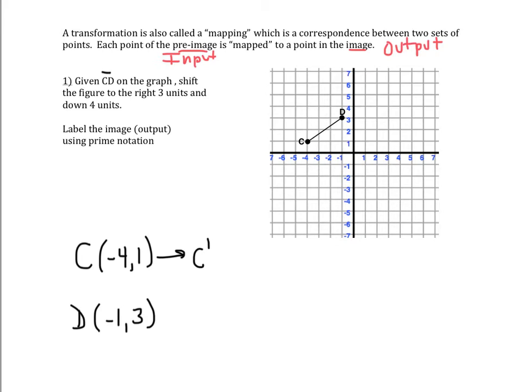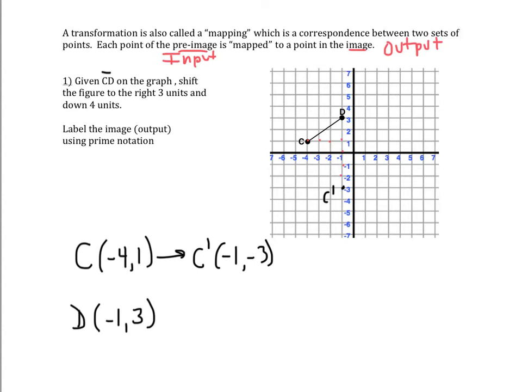So let's follow the rule. Put your pencil point on C, and then we're just simply going to count to the right 3, 1, 2, 3, and then down 4, 1, 2, 3, 4. So this means that C prime is going to be down here on the graph, and it looks like it has coordinates -1, -3. Okay, so put a little point there for C prime. Make sure you use the prime notation to show that this is the image or the output.